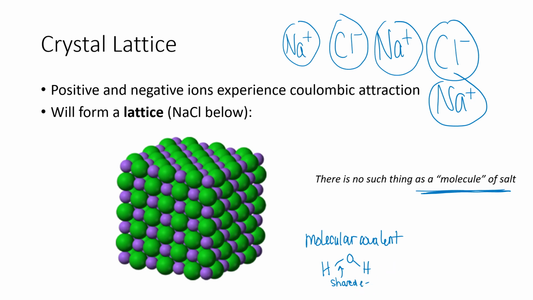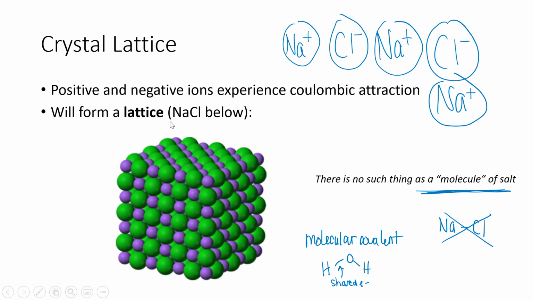Salt and other ionic compounds do not form molecules, so they do not share electrons. Sometimes I see people write salt like this, and that would be an incorrect representation because your sodium and your chlorine have no shared electrons between them. They are separate ions just being attracted together by this Coulombic attraction.